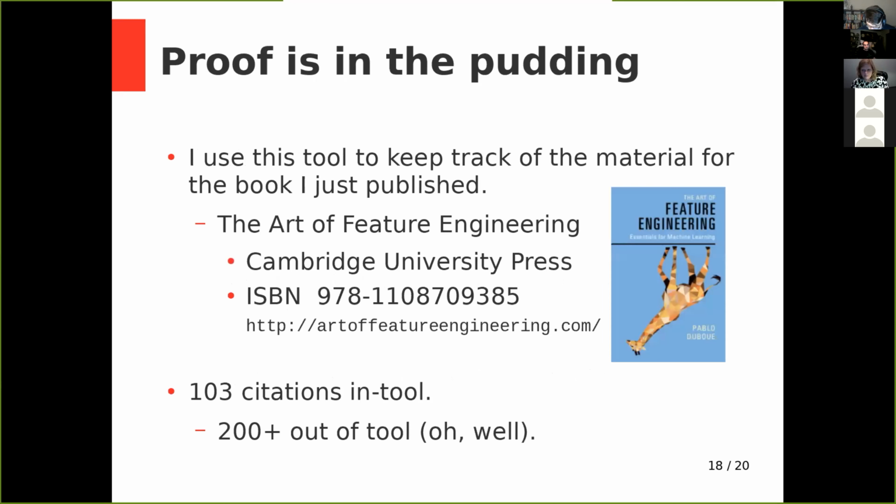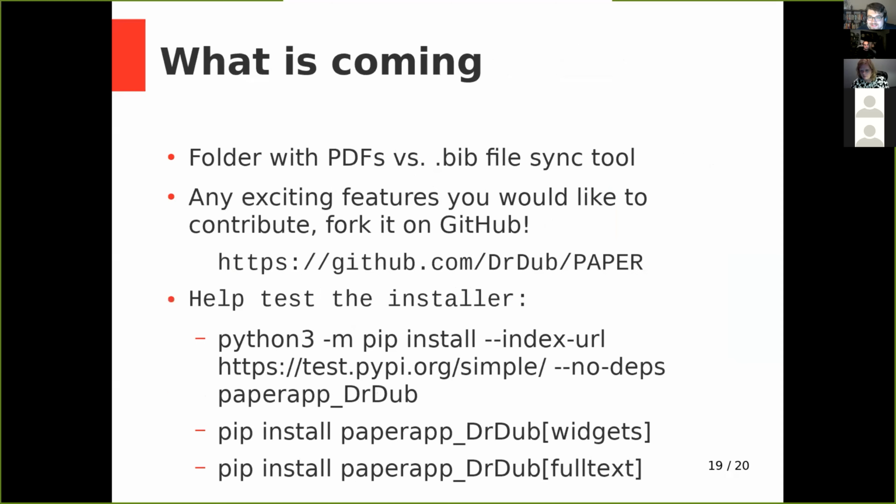As I mentioned, I make heavy use of it for my book. The book has finally come out. It has around 300 citations. I managed to upload around 100 into the tool. And also I would really like to thank the community from Learn Data Science for their help with the book. Several people from the community proofread the chapters and were very, very useful.